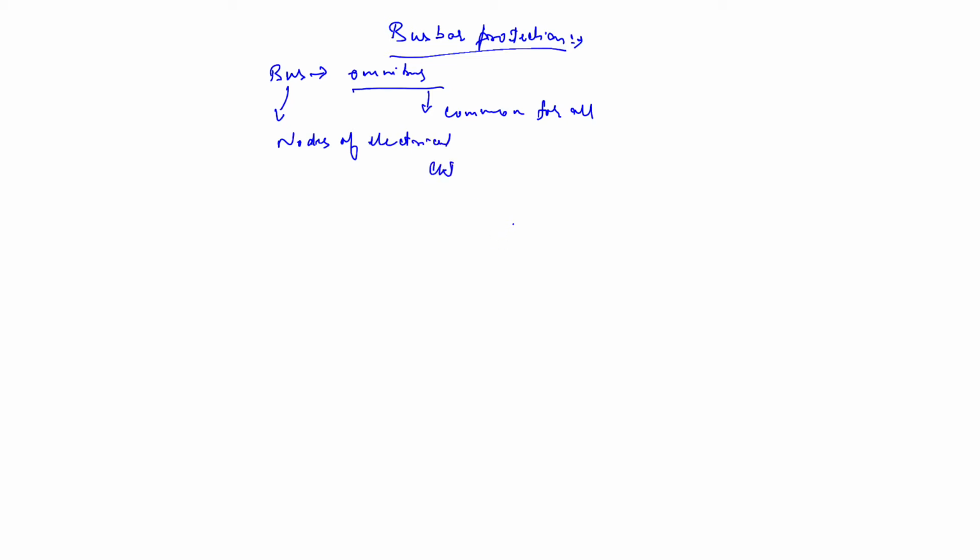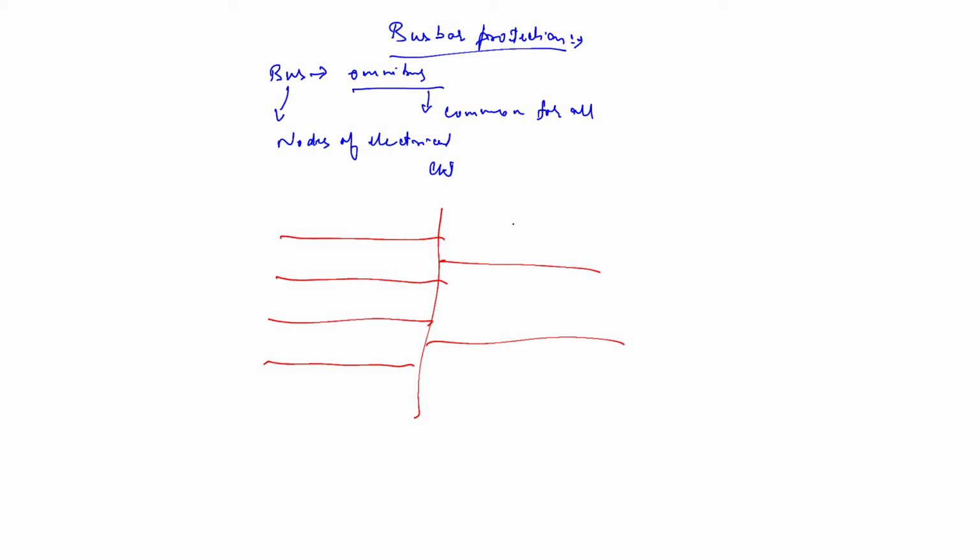Now, we will draw a figure and then we will explain things better. Let us suppose that we have a system, and in this system we have the bus bar. This line is known as the bus bar, and these are the incoming lines which connect to this bus bar, and these are the outgoing lines.